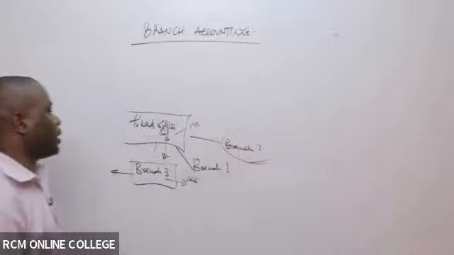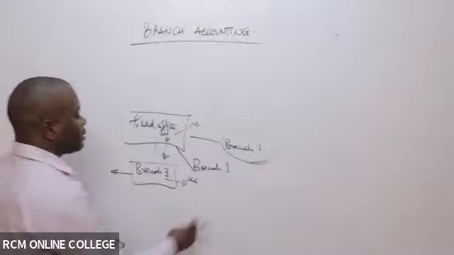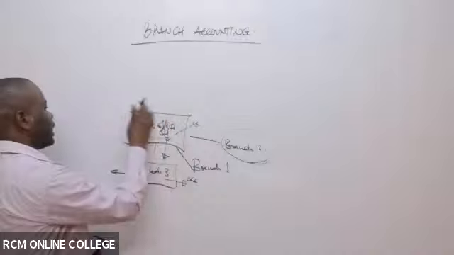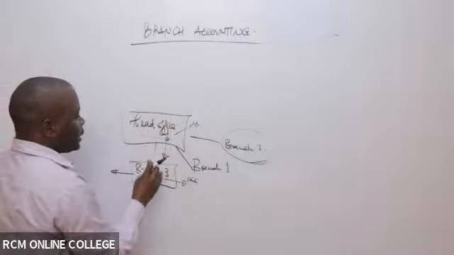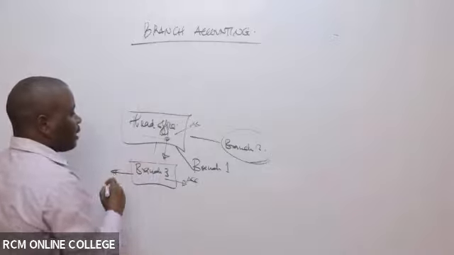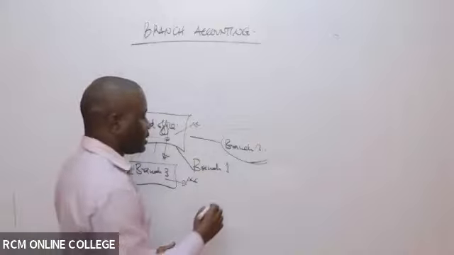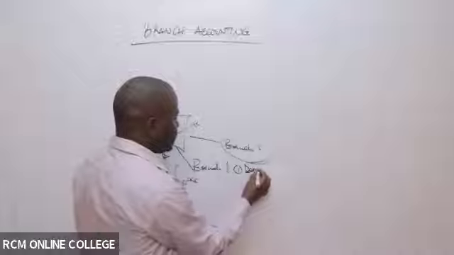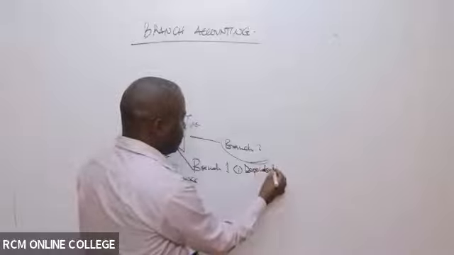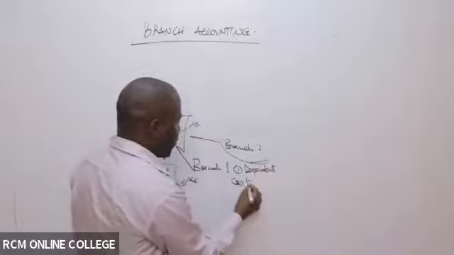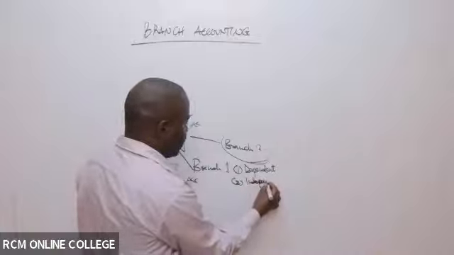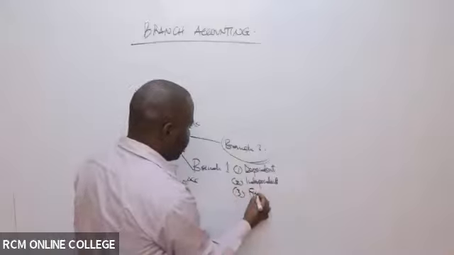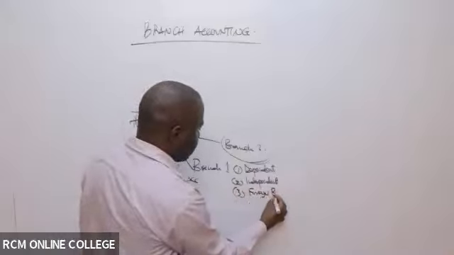In a situation where we have branches, these branches can independently undertake their accounting, or all the accounting can be undertaken at the head office. As a result, we end up having a number of types of branches, which we looked at already. We said you can have what we call dependent branches, independent branches, or foreign branches.